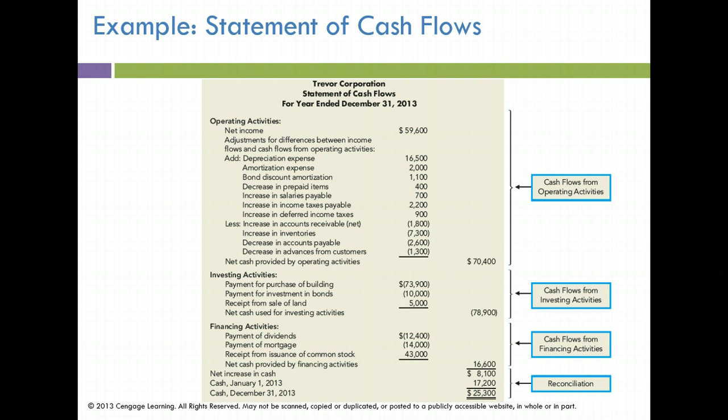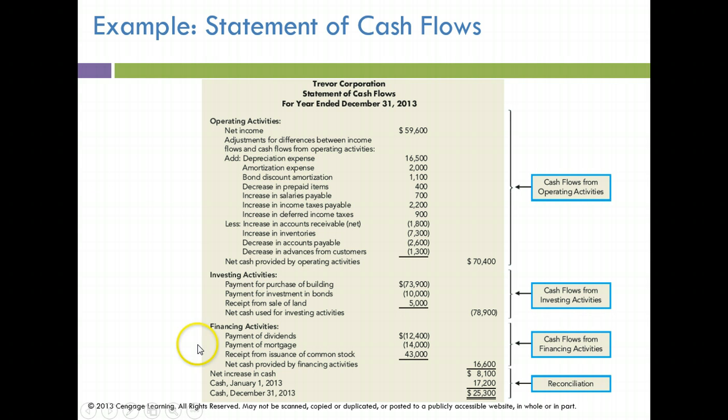So make a cheat sheet. Increases in accounts payable, you add. Increases in assets, you subtract. Decreases in accounts payable, you subtract. Decreases in assets, you add. Did I say something wrong? Increases in assets, you're going to subtract. Get a cheat sheet.